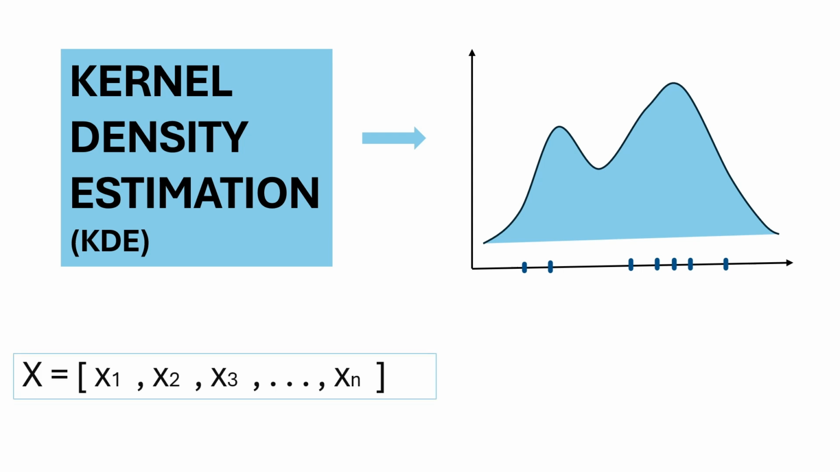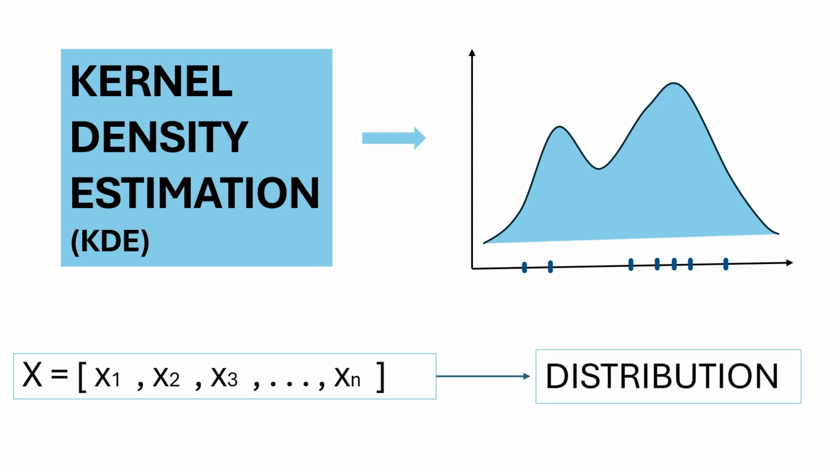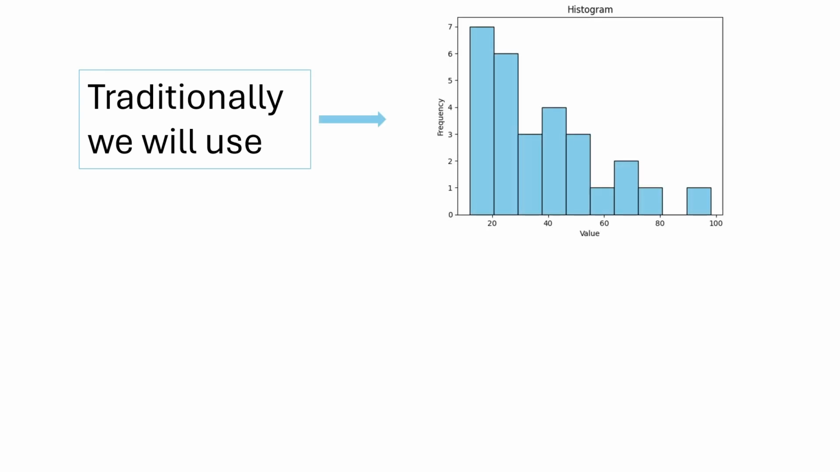Okay. Suppose I give you some data points. This is a data set which consists of numerical data points, that is numerical values. And we want to know the shape of the distribution, that is where the data is dense, where it is rare. So traditionally, what are we going to use? We will use a histogram, right? We want to know the distribution of a numerical data set, so we will use a histogram.